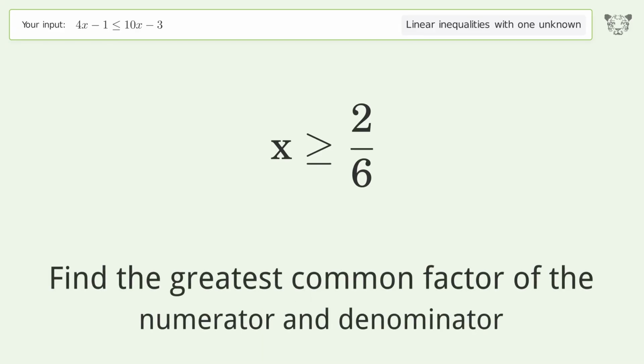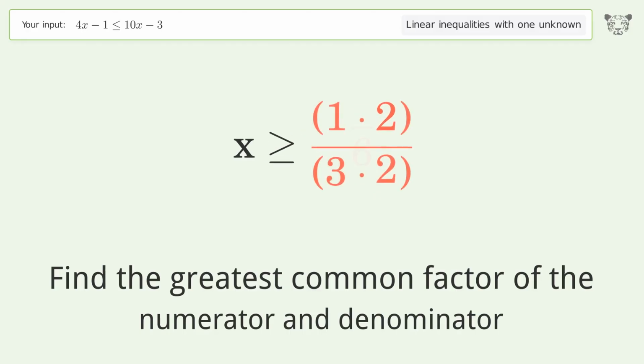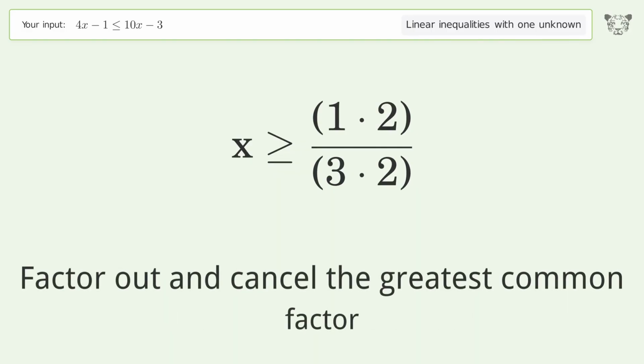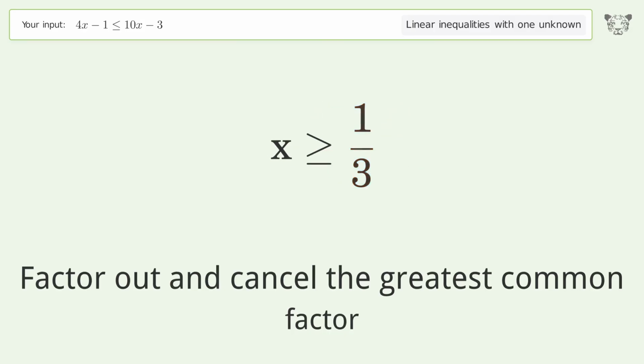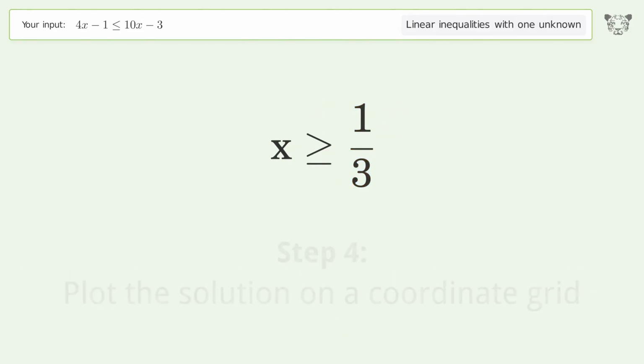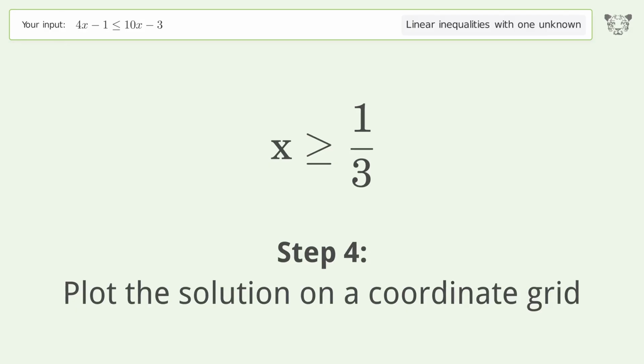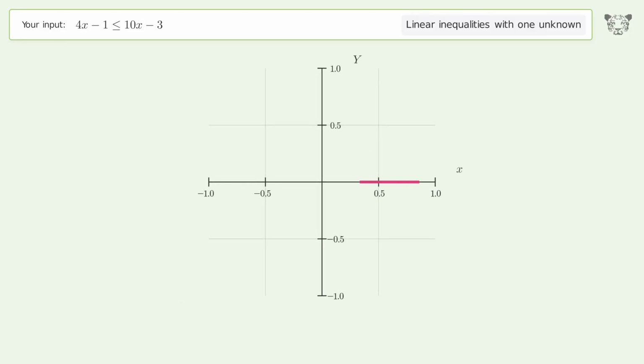Find the greatest common factor of the numerator and denominator. Factor out and cancel the greatest common factor. Plot the solution on a coordinate grid. And so the final result is x equal or greater than 1/3.